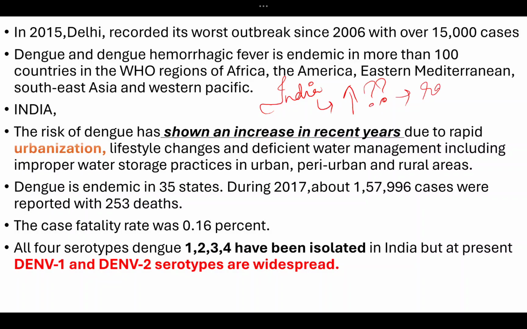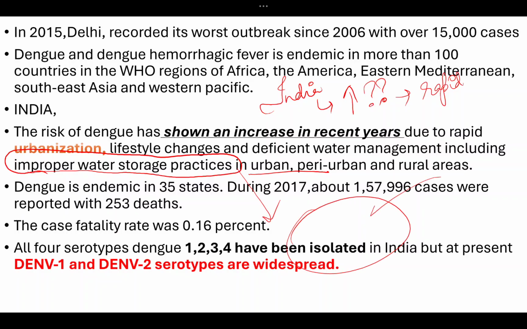It is because of the rapid urbanization which is taking place, and improper water storage practices. The improper water storage practices will become a breeding ground for the mosquitoes, and the viruses will increase their production, and the mosquitoes will infect more and more people. So the improper water storage practices in urban areas, peri-urban areas, rural areas, etc. Dengue is endemic in 35 states in India.